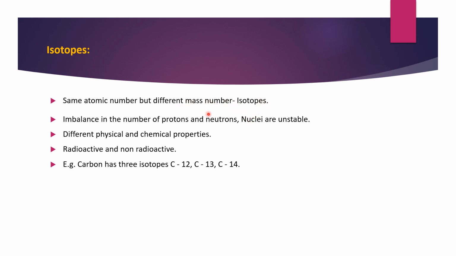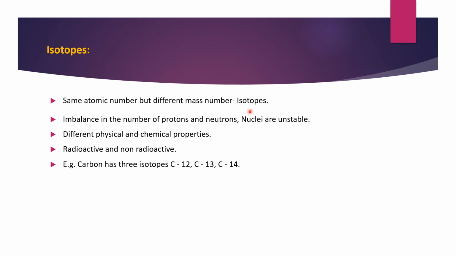The number of neutrons gives us the new concept called isotopes. Because of this imbalance between the number of protons and neutrons, the nucleus becomes unstable. Unstable, what happens then? It becomes radioactive, or in case it is not radioactive, it stays stable. So isotopes are categorized into radioactive and non-radioactive, and all the isotopes have different physical and chemical properties. That is very interesting.